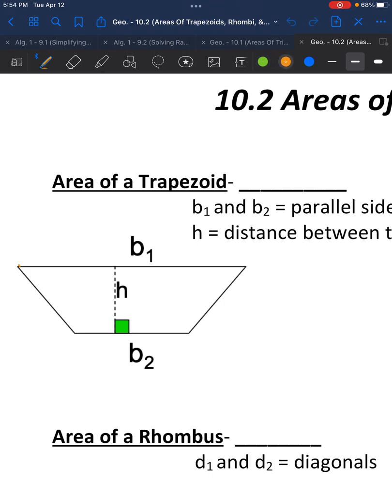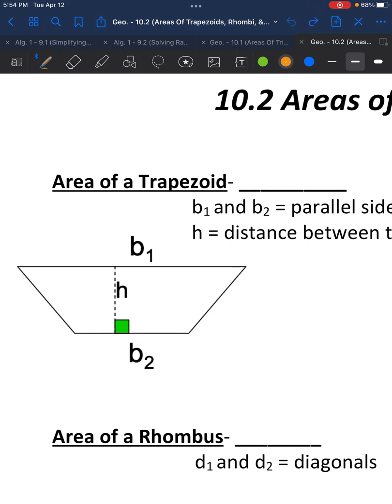So let's say we have this trapezoid here, and this trapezoid has the two bases, one called base 1, one called base 2, and we have a height here which is perpendicular to both bases. It has to be perpendicular to both because the bases, remember, are parallel.